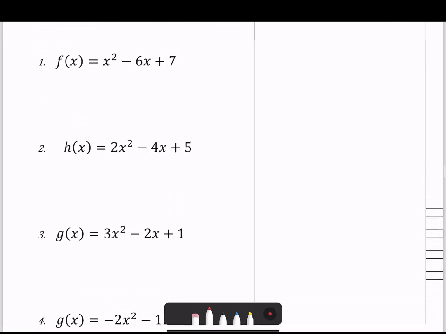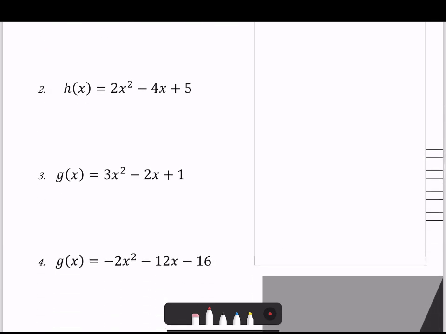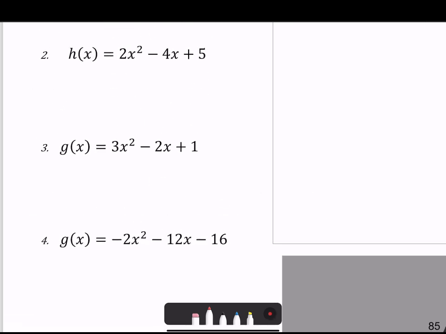No, for number 1, your A value is 1, your B is -6, your C is 7. For the sake of time, I'm going to try to work some that have a little bit more to them. So this is number 2. I'm looking at number 2. I'm trying to find my vertex, H, K.